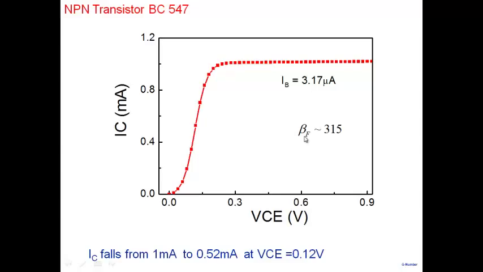Forward beta for this transistor is 315, close to the 300 that we had taken. Now, let's say I start from a point where the collector current is 1 milliampere, and then I go to a place where the collector current has fallen to half, 0.5 milliampere. Where do I get 0.5 milliamperes? At VCE equal to 0.12, somewhere here.